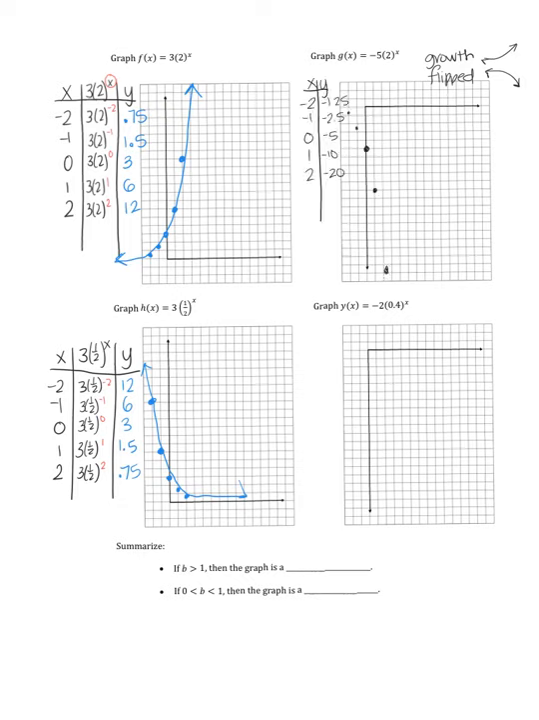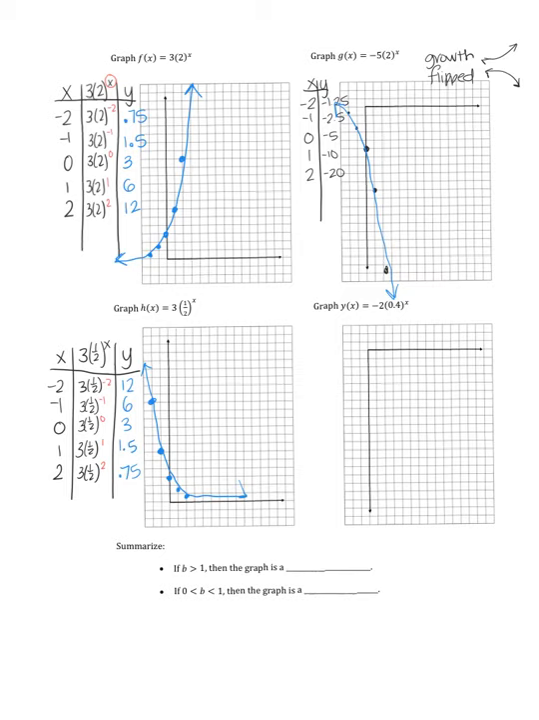I plotted my points and the graph looks like this. Notice especially that our y-intercept, where it crosses the y-axis, is at -5, and that is our coefficient value, because when x equals 0, this turns to 1, and -5 is the point where it will cross our y-axis.